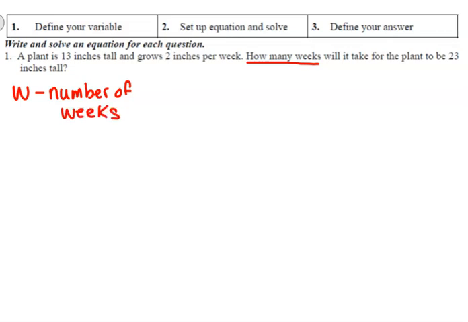I can pick any letter I want, so you can pick X every single time if you want, or you can pick a letter that goes with the item you're finding. So in this case, how many weeks? So I picked W. So now we want to write an equation. So we've got to pull out our important information. My plant is 13 inches tall right now. It grows 2 inches per week, right? And we want the plant to be 23 inches.